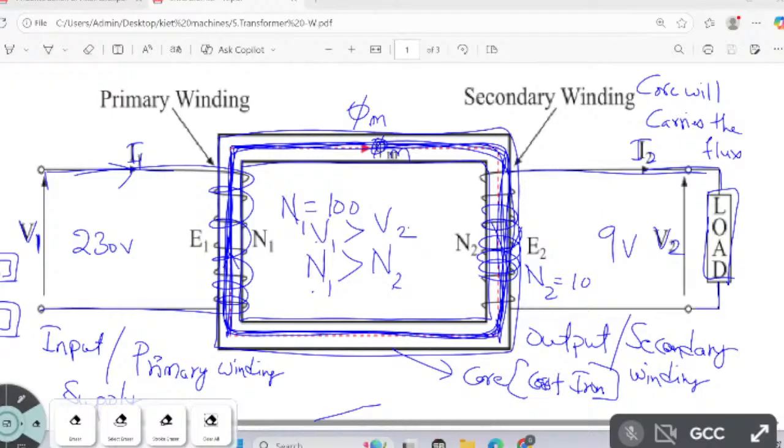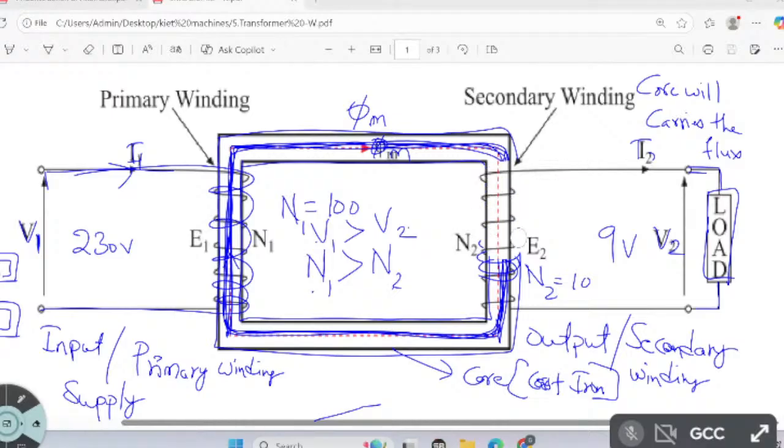How are we getting current here? How does the current flow in the secondary winding? It is only the output winding here. There is no connection between the primary and the secondary.